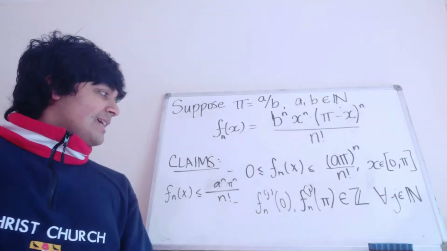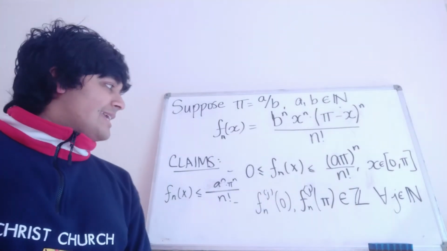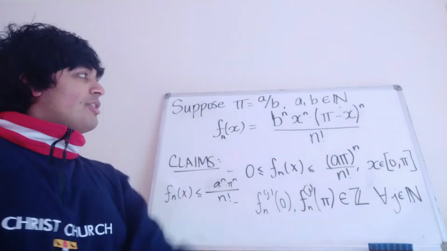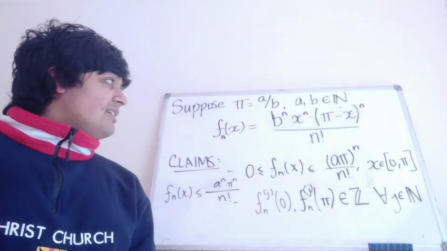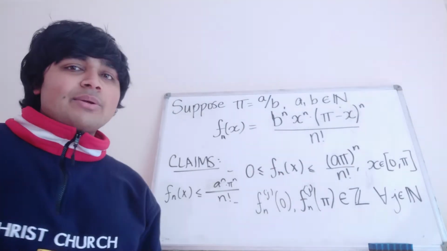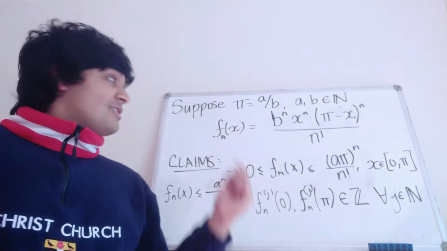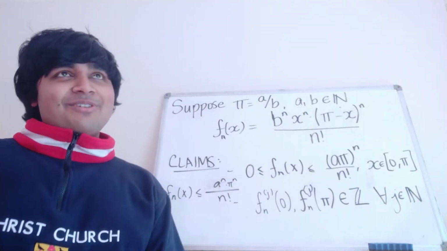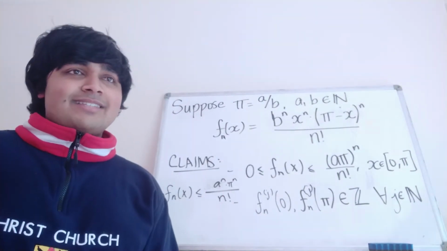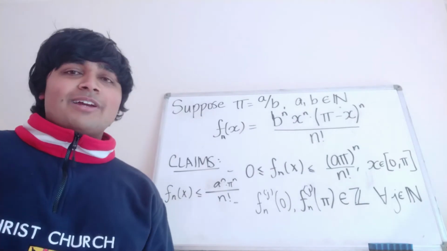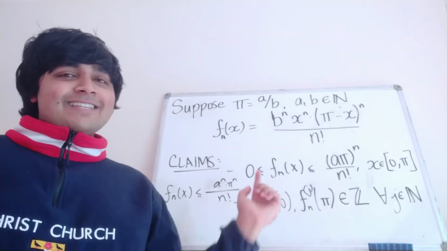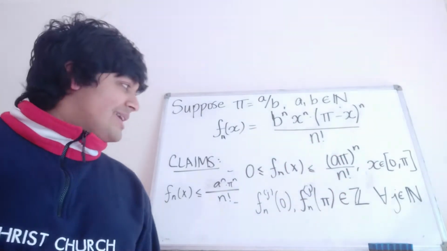Let's just look at the case x equals 0. So we're plugging in x equals 0. Well, firstly, this is a polynomial of degree 2n. So if j is bigger than or equal to 2n plus 1, then the jth derivative of fn is just going to be the 0 function. So no matter what you plug in, you're going to get 0. So in particular, when you plug in 0, you're going to get 0. And of course, 0 is an integer.